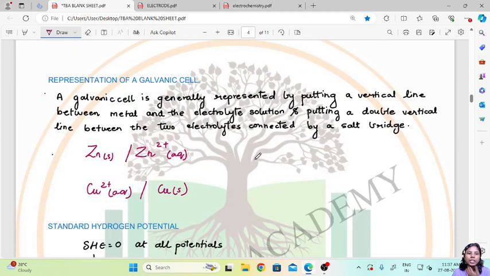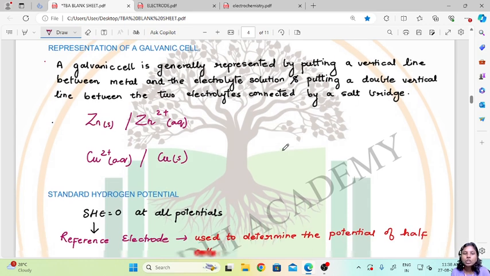Now the next topic is, how do we represent any given galvanic cell? We have that whole diagram, correct? But every time we cannot draw the diagram to show the depiction of the cell. We need some representation or some short form to tell that this is a cell reaction. A galvanic cell is generally represented by putting a vertical line between the metal and the electrolyte solution and putting a double vertical line between the two electrolytes connected by a salt bridge.